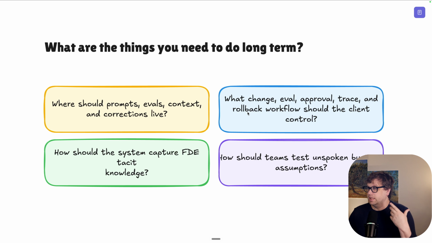What change, eval, approval, and trace, and rollback flow should the client control? Understanding of what people think or don't know about what they need to do long term can be used to talk about agentic systems or building AI products in general. It's not even necessarily going to be answering the exact question in the exact context that people asked.